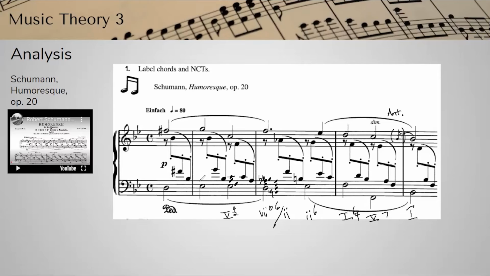And now the chord before that, we have an E flat, a B flat, a G, another B flat, and a G. So to me, that looks like a 4 chord, an E flat major chord. So let's label that as that.